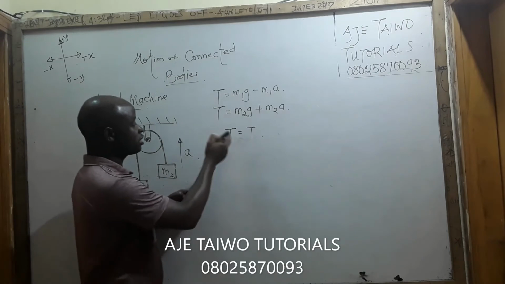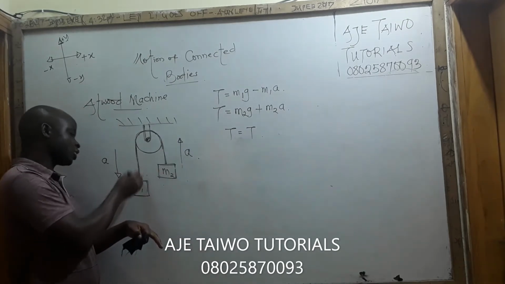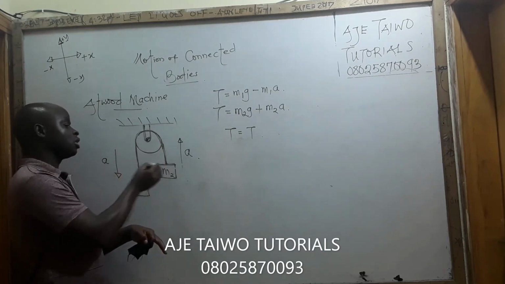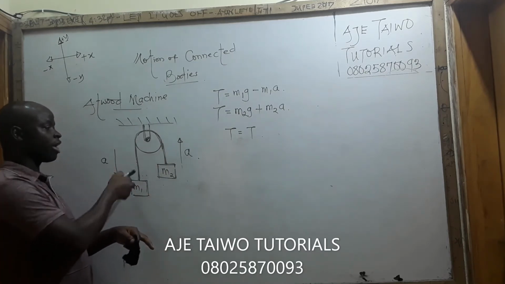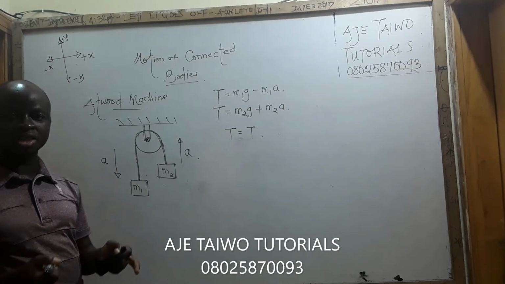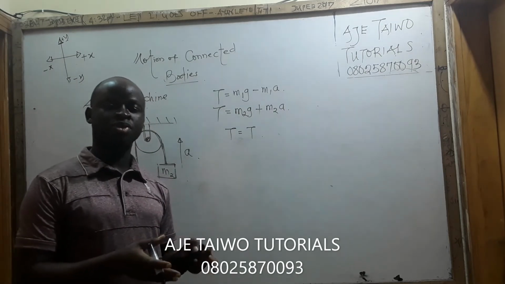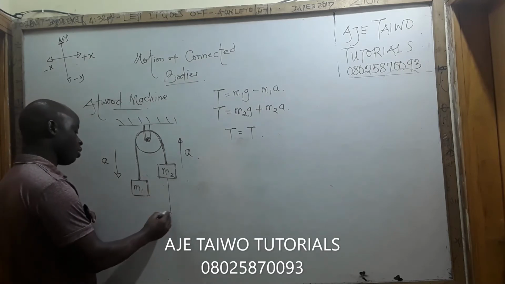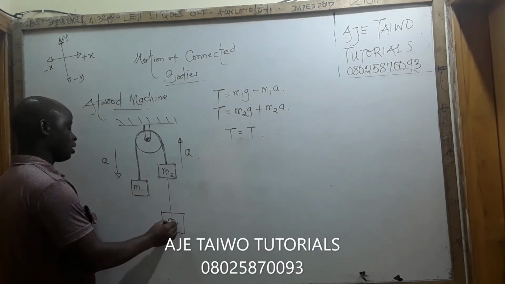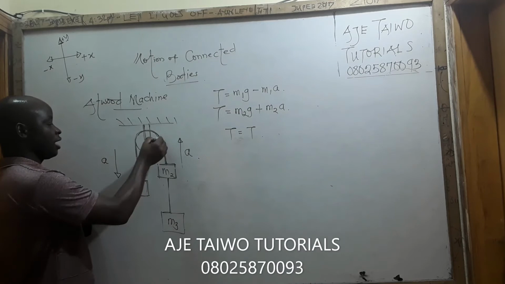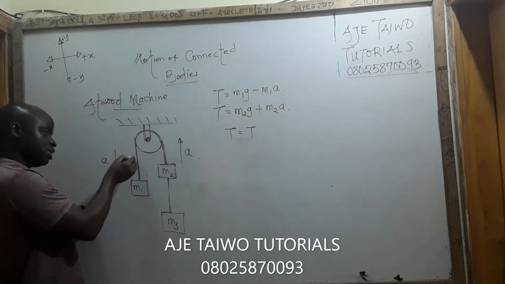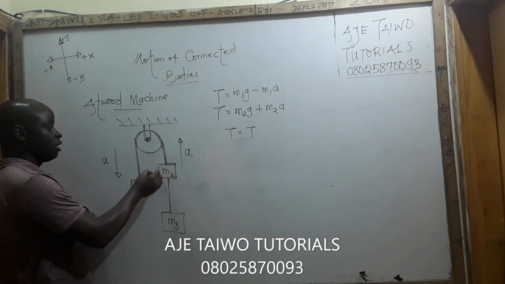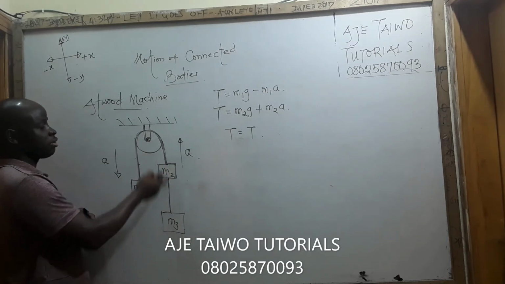The tension here and here will be the same. Why? It's a single rope, one rope for everything. You only have different tensions if the ropes are different. For instance, if I join another body under this one, M3, then the tension here will be different from this. This will have the same tension because the rope continues, with no mass between them. But this has a different tension from the others.